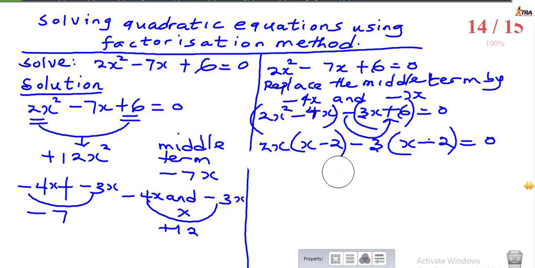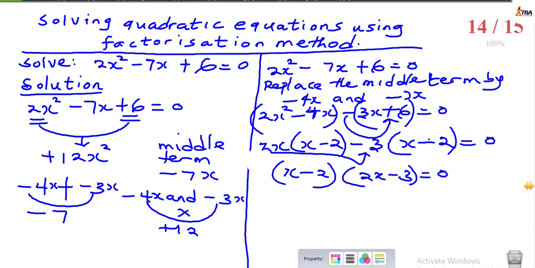Since what we have in the first bracket is what we have in the second bracket, you just select one of the two and write. Then you join 2x and minus 3 together in the other bracket. So you have x minus 2 and 2x minus 3 equals 0. Now we are solving, not factorizing. When you are factorizing a quadratic expression, you leave your answer, but it won't be equal to 0. But when you are solving, you solve till you get the values of x in the equation.